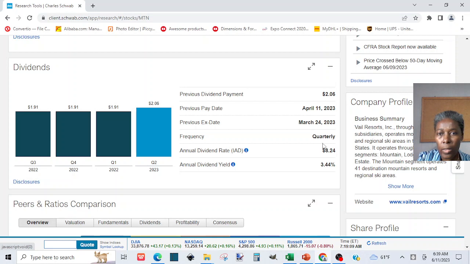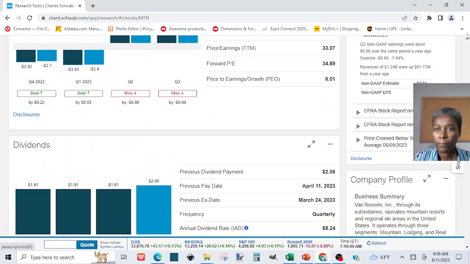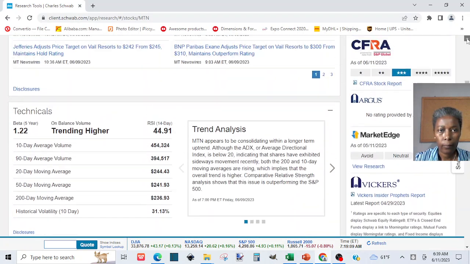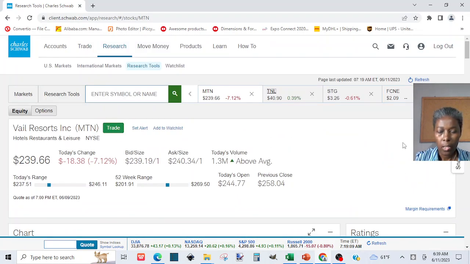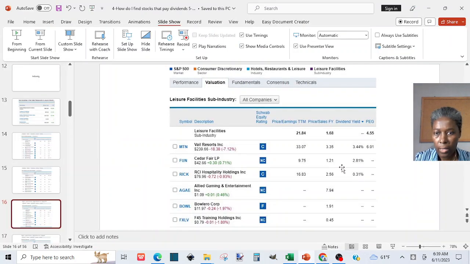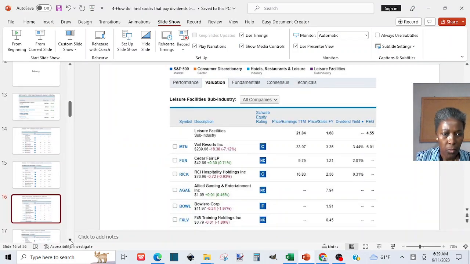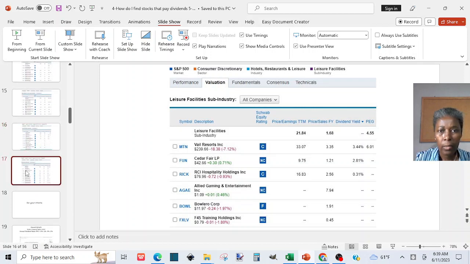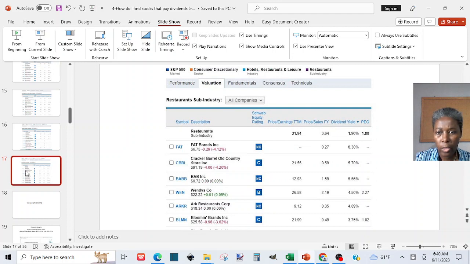But here's the thing though, if it's quarterly, it pays in April, May, June, okay, so the next will be July. Okay, so it pays in April, month 1, and we just go up. That's the only one in this. We will go to the next one, and that's restaurant sub-industries.